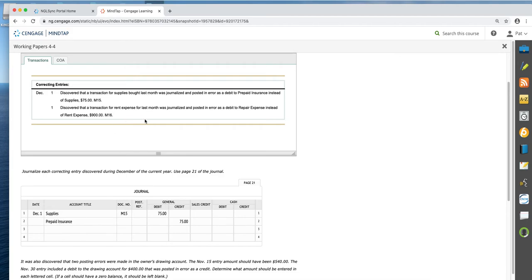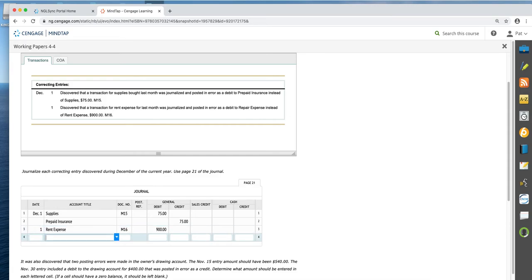The next one, discovered that a transaction for rent expense for last month was journalized and posted as an error to debit to repair expense instead of rent expense. So we find out that we put in an error a debit to repair expense. So we know we have to fix that by crediting repair expense. And it's supposed to go into rent expense. So we need to put it where it's supposed to go. Rent expense, memorandum 16, and it's supposed to be $90 or $900. What do we got here?